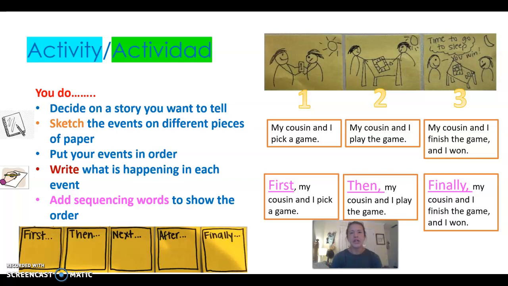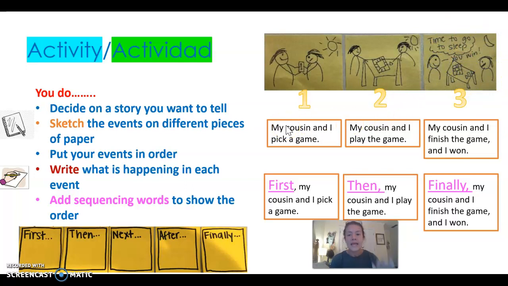So, you guys remember the story that I wrote about my cousin and I playing Monopoly. So, the very first thing I did was I got 3 pieces of paper because I have 3 events in my story. And for each piece of paper, I drew or sketched what happened, or I drew the event. So first I drew my cousin and I picking a game. Then I drew my cousin and I playing a game. And after that, I drew my cousin and I finishing the game and me winning the game.